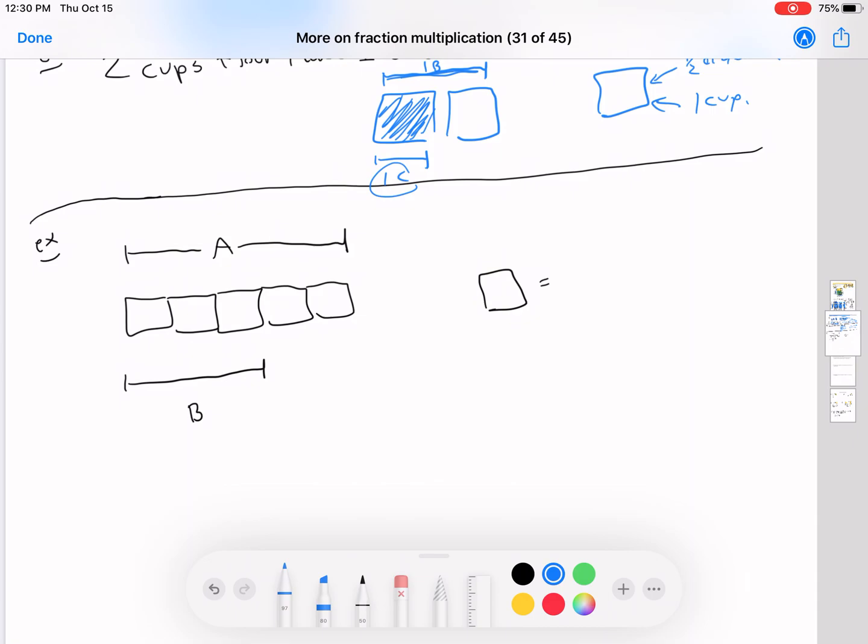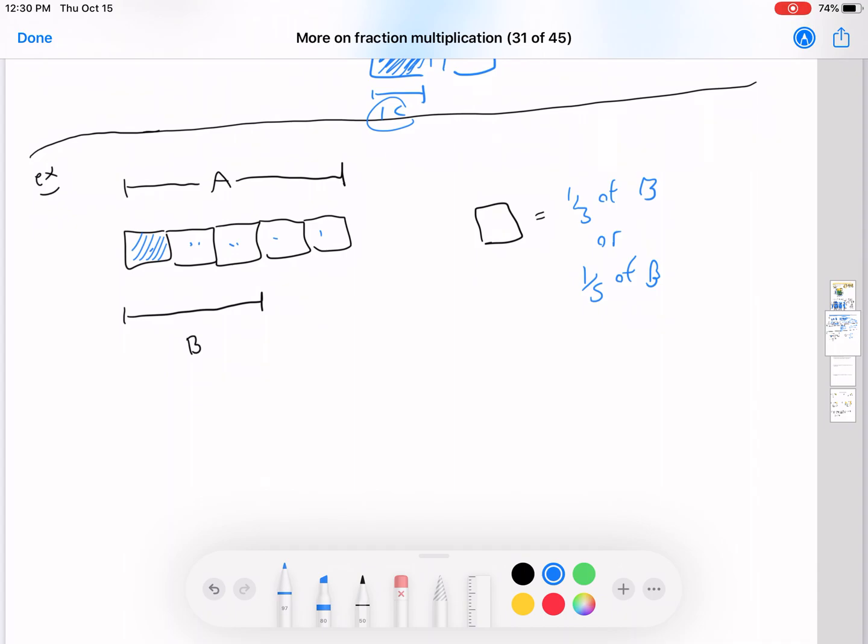So I've drawn 5 squares. I say let A equal all 5 squares and let B equal 3 of them. So if I were to take a look at one of these squares, well, this would be one of the 3 parts that would make up B, but it would be one of the 5 parts that makes up A. So this square could be 1/3 of B, or it could also be 1/5 of A. So if I want to relate A and B, I could say that A is equal to, well, if each of these is 1/3 of B, then that's 1, 2, 3, 4, 5 thirds. So A is equal to 5 thirds of B.